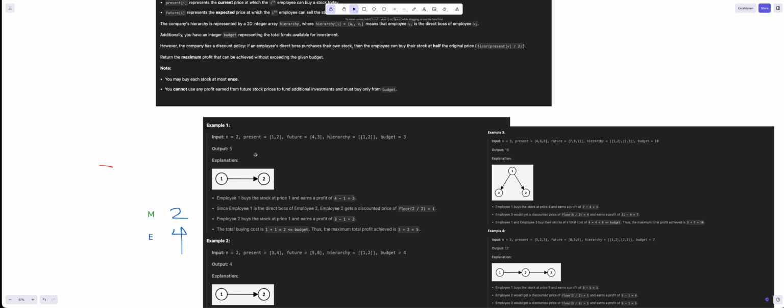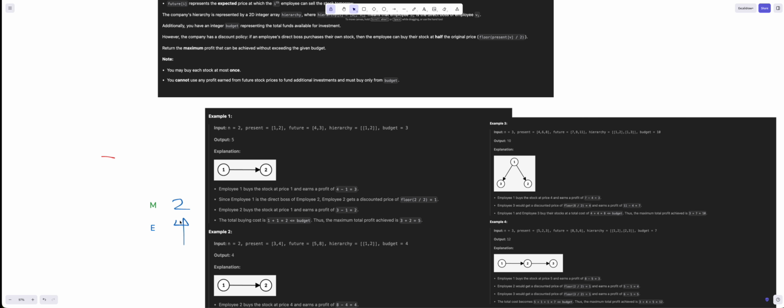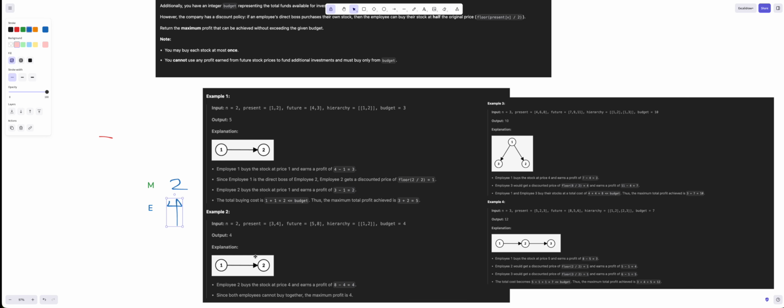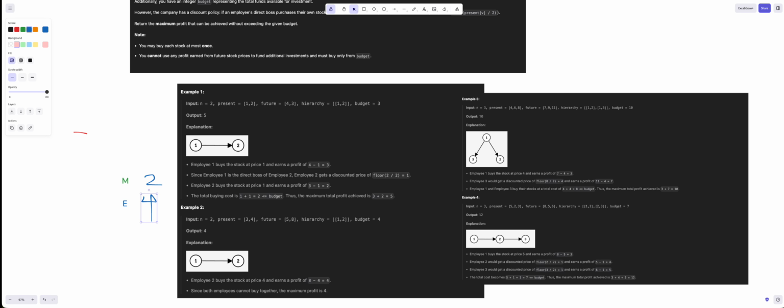In that case, the question here is we have to return the maximum profit that we can achieve without exceeding the given budget. So I would choose to only let the employee buy and then take the profit and return 4 as the output. That is the reason how we could get the 4 in assignment 2.